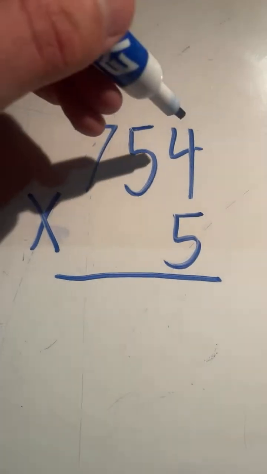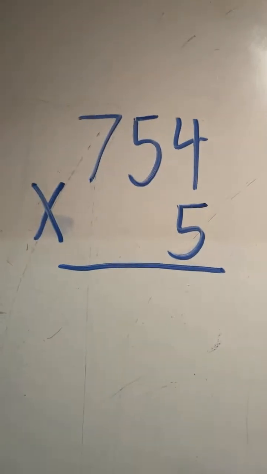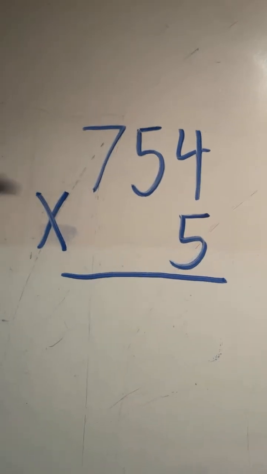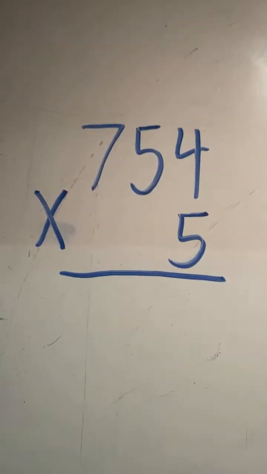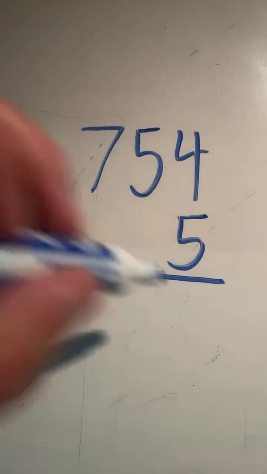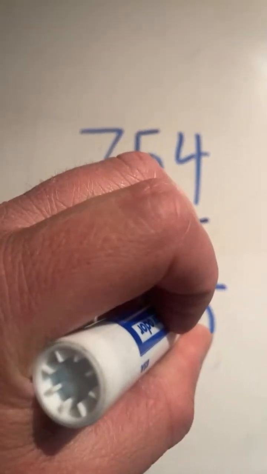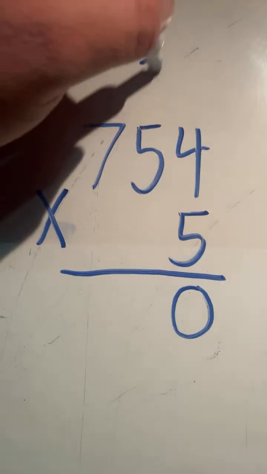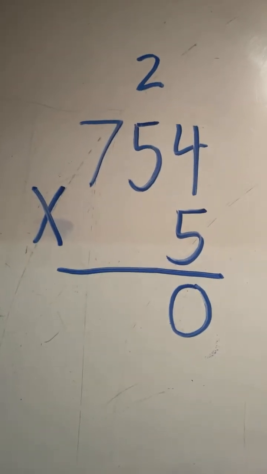So we're starting out in the ones place. We're going to multiply 4 times 5 to start. 4 times 5 equals 20. Because our product is more than 10, we will need to regroup. So the 0 in 20 goes in the ones place. The 2 gets carried over to the tens place.